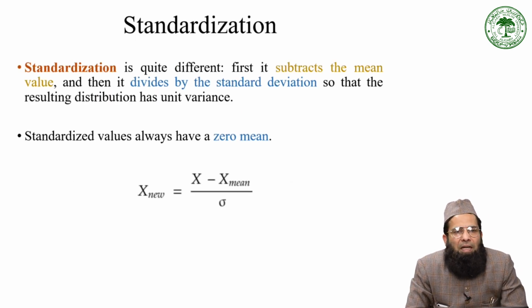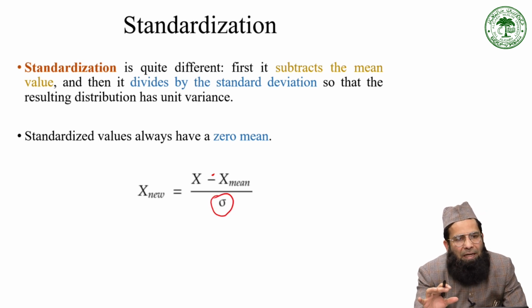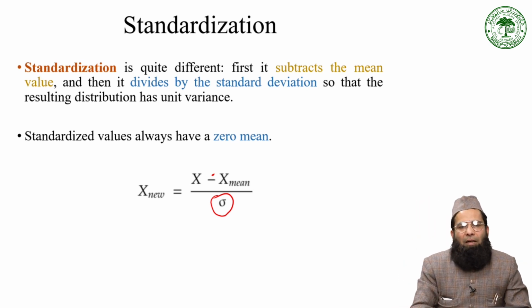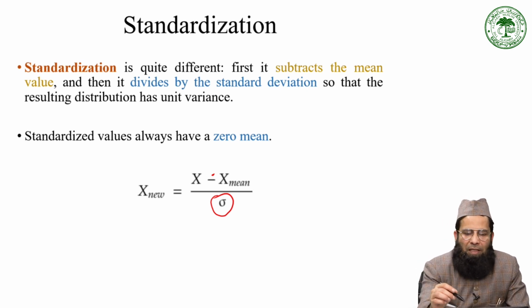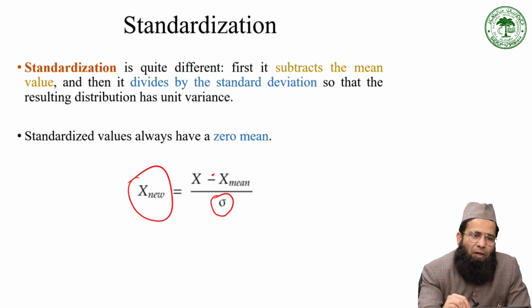Now the next one is standardization. Standardization is quite different. First it subtracts the mean value and then it divides by the standard deviation, so that the resulting distribution would have unit variance. Standardized values always have a zero mean, and the beauty of standardization is that the standardized value would always have zero mean. So if you identify the mean of all these values, you would find the value as 0.